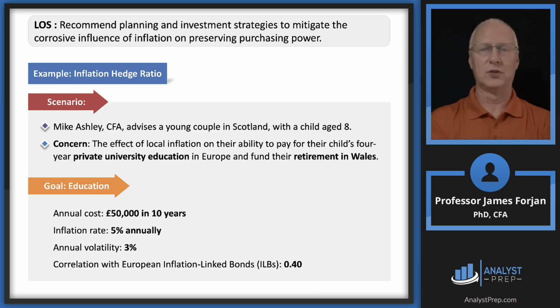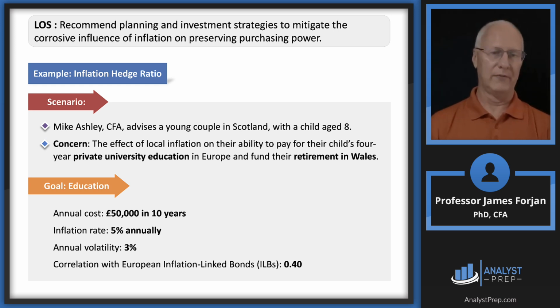So let's go ahead and work through just a quick example here. We have a couple in Scotland and a child age 8. This child is going to go to college, a 4-year private university in Europe somewhere, and they're going to fund their retirement in Wales. So here we go, £50,000 in 10 years. So that's £50,000 every year for 4 years, right? So inflation rate 5% annually.